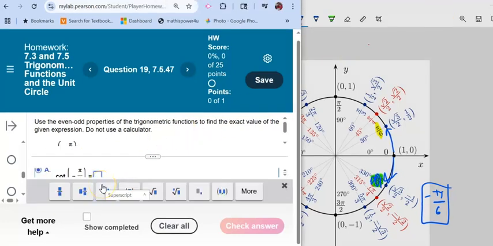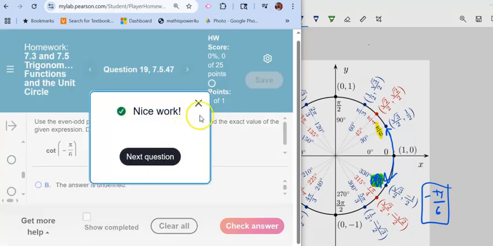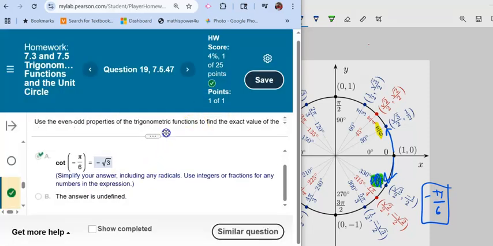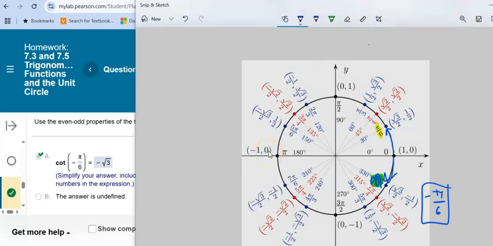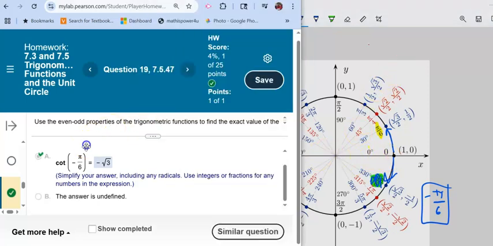All right, so I'm going to put a negative sign first, and then the square root symbol, and then the 3. All right, check the answer. So it likes that. Now I want you to see the other option here is undefined. Cotangent is undefined if we are on the x-axis, like the cotangent of 0 or pi. If I'm over here, the y-coordinate is 0 because it's x divided by y. The y-coordinate is 0, meaning we're on the x-axis, and cotangent is going to be undefined. So that is a possibility, depending on the angle that you have.